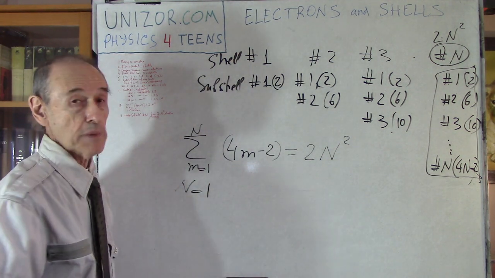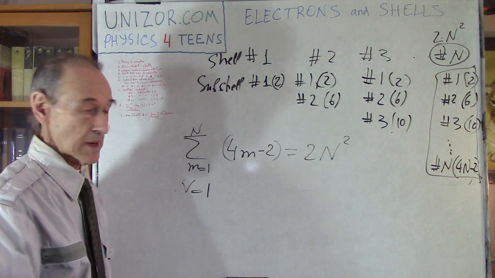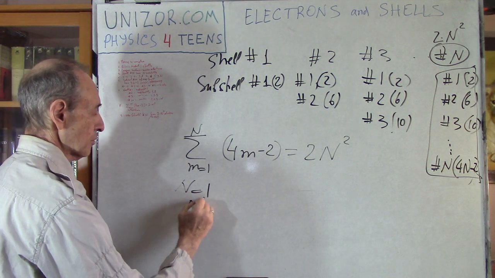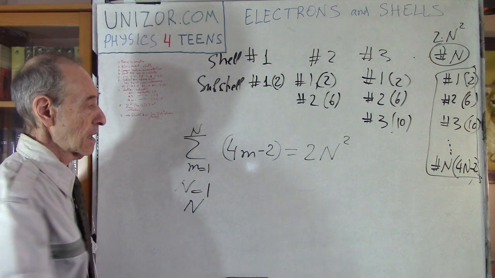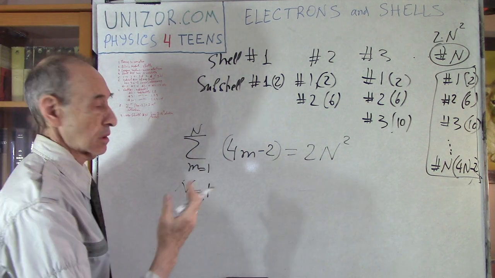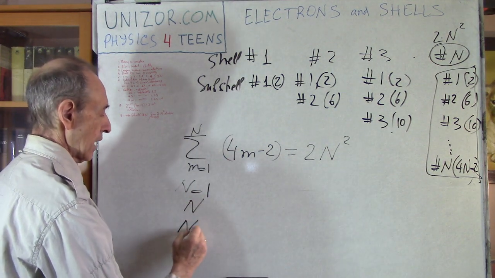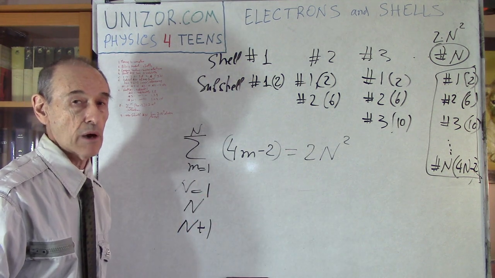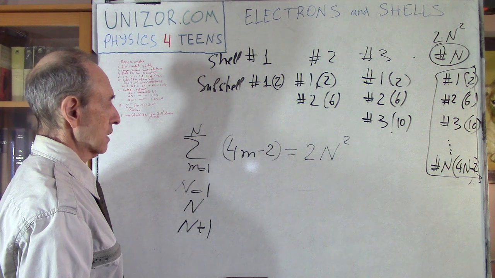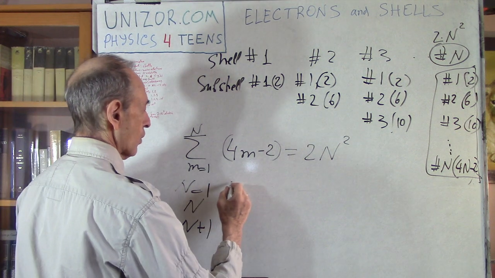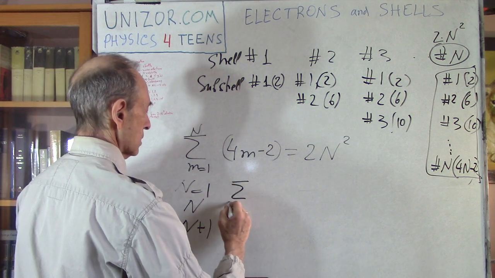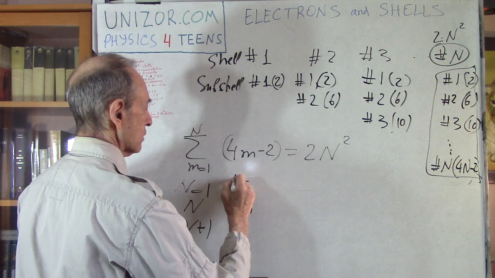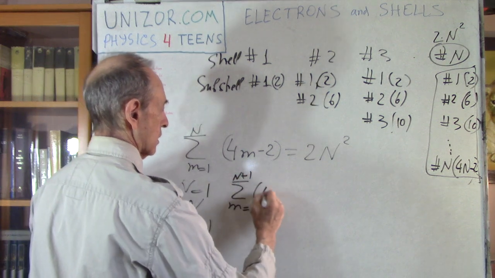And then we will do it by induction. Remember mathematical induction. Let's assume that for a certain number n, this is true. Now let's prove it for n plus 1 using our assumption that it is true for n. So let's talk about the sum for m from 1 to n plus 1.